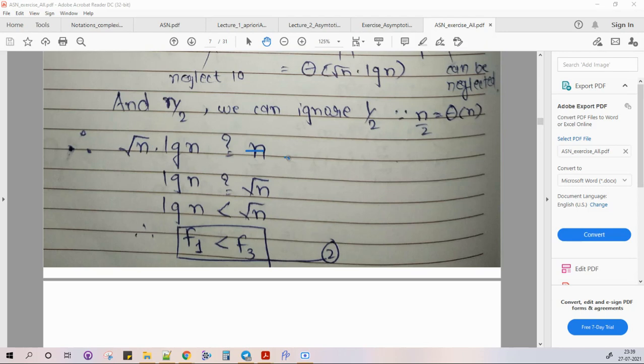So this n is nothing but root n multiplied by root n. So what I am doing is I am just cancelling this root n with this root n, right? So log n, and I need to compare with root n. So log n is always less than root n. From the order of function we know this, right? Logarithmic, then n to the power c with c less than 1, then n, then polynomial. So f1 is less than f3, correct?